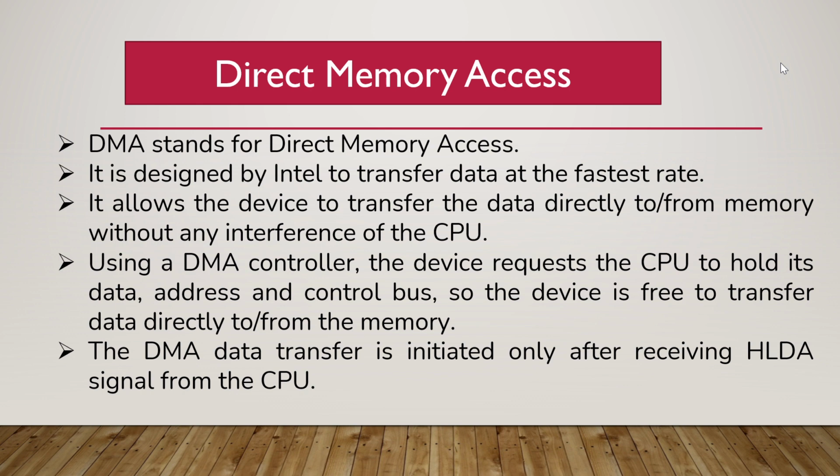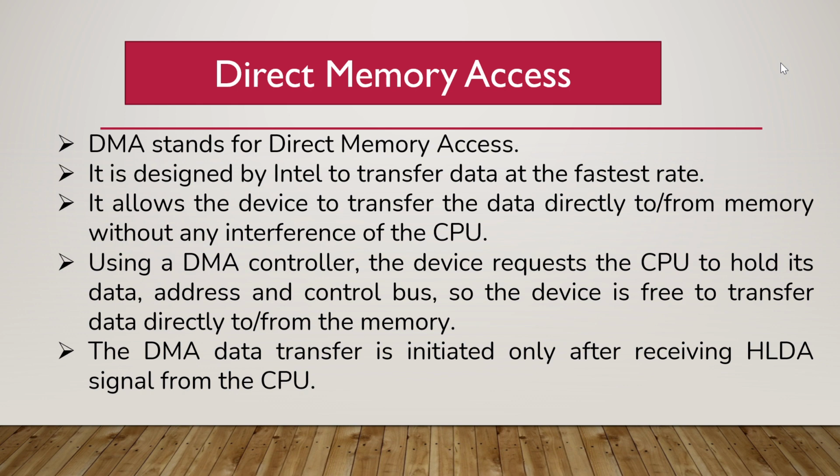Another advantage is that it allows a device to transfer data directly to and from memory without any interference from the CPU. There is no CPU involvement in DMA. It allows any peripheral device to transfer data directly from or to memory without CPU interference. For that, using a DMA controller, the device requests the CPU to hold its bus lines. There are three bus lines used: the data line, address line and control bus. So the device is free to transfer the data directly to or from the memory.